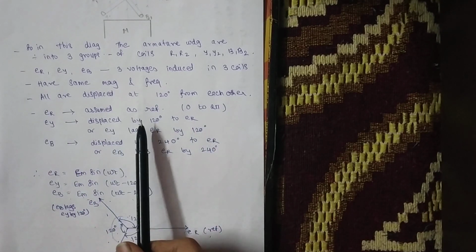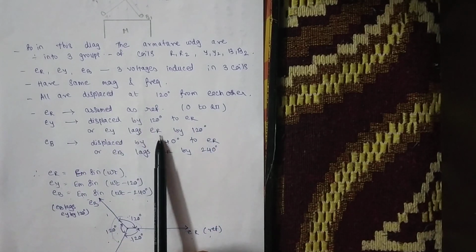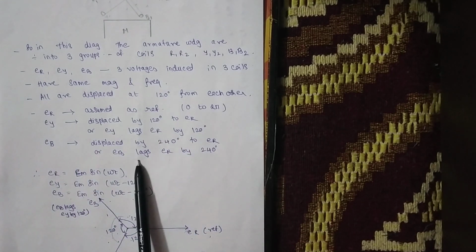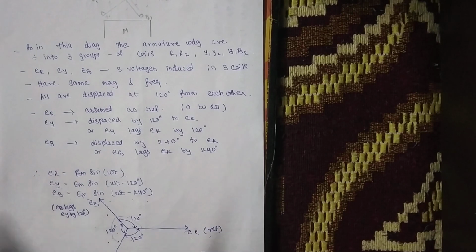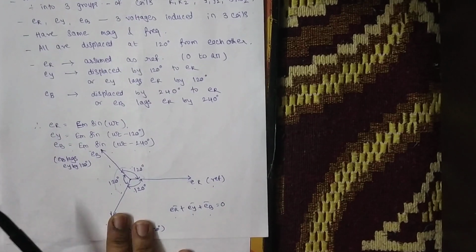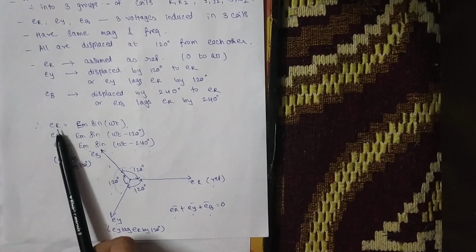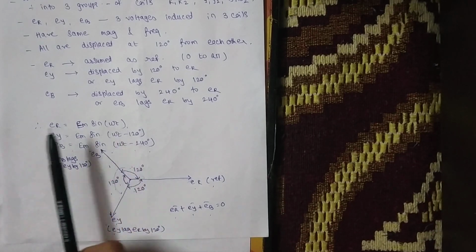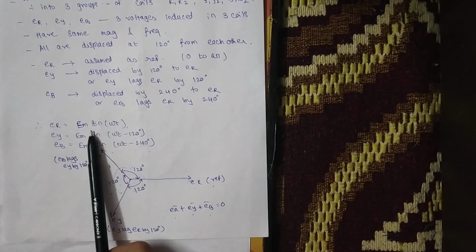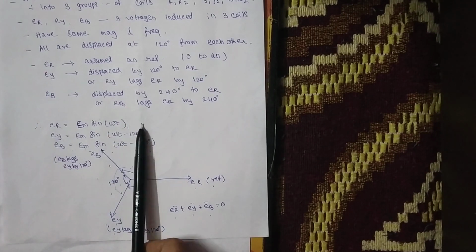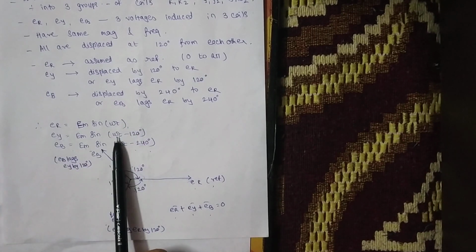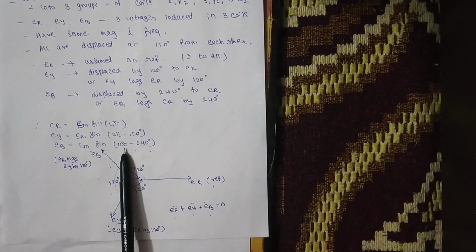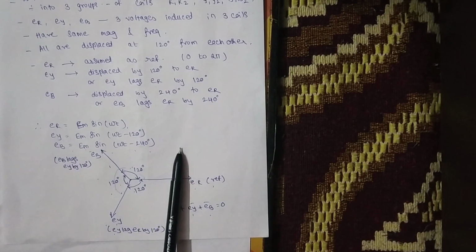EY will lag ER by 120, and EB is going to lag ER by 240. The standard equation we know for voltage is V equal to Vm sin omega t. Similarly, ER will be equal to Em sin omega t for the R phase, Em sin omega t minus 120 for the Y phase, and Em sin omega t minus 240 for the B phase.